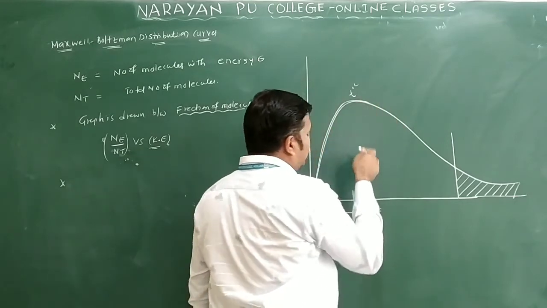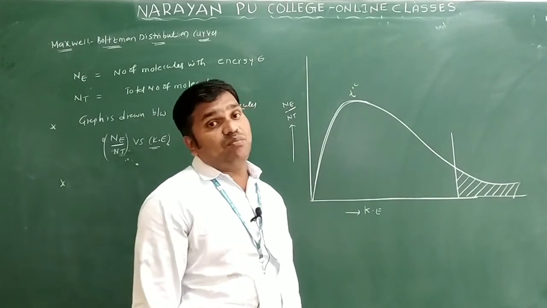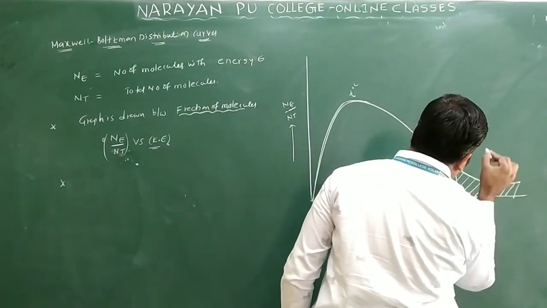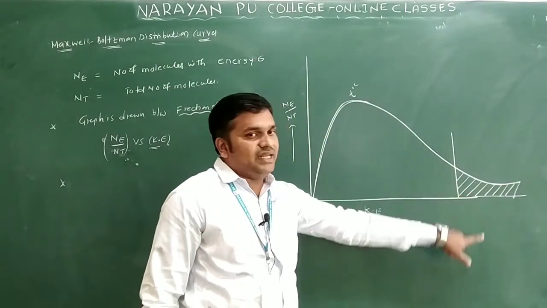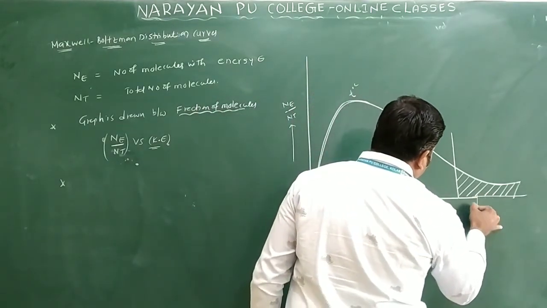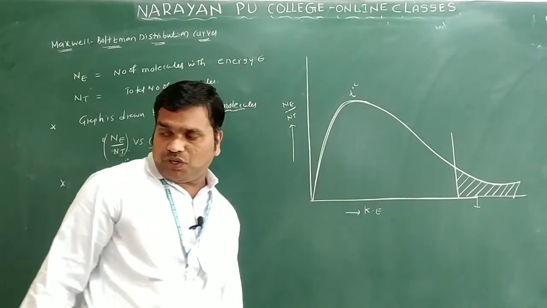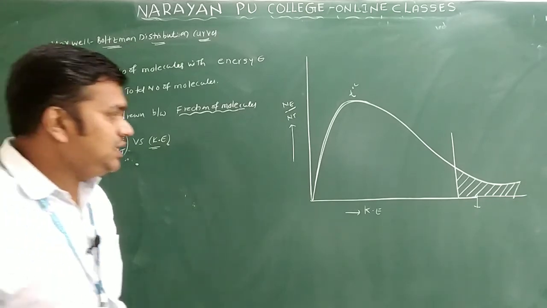You know the maximum of the curve is what I told you: the most probable velocity, the velocity possessed by the maximum number of molecules. Then it decreases like this. At this point, this much fraction of the molecules are there. This is the area, and area is equal to the fraction of the molecules, the number of molecules at T temperature.